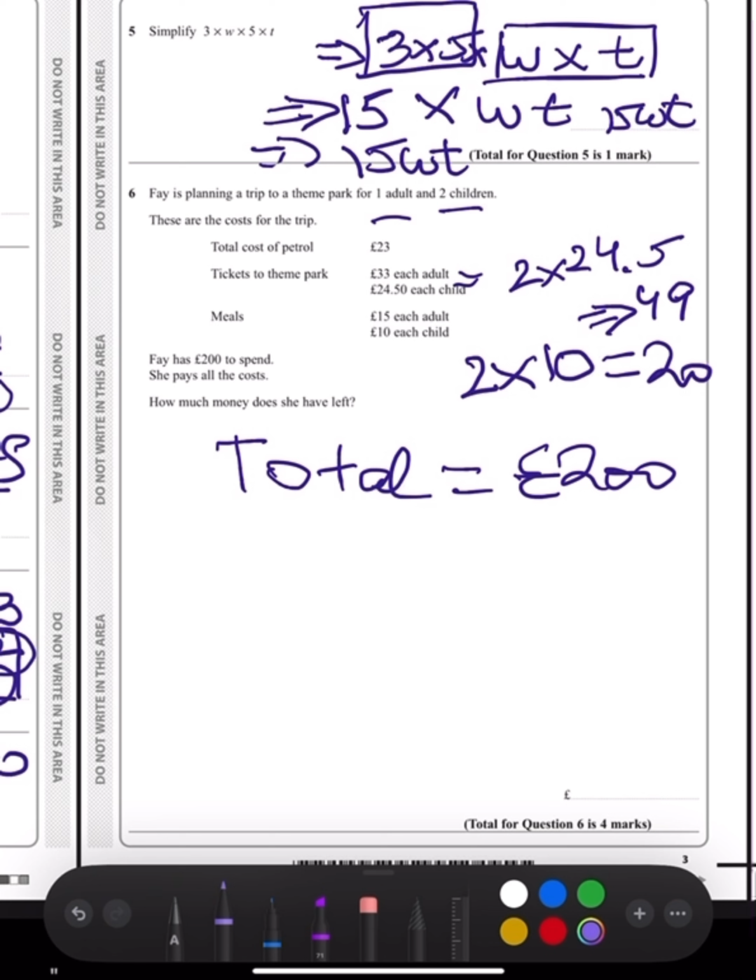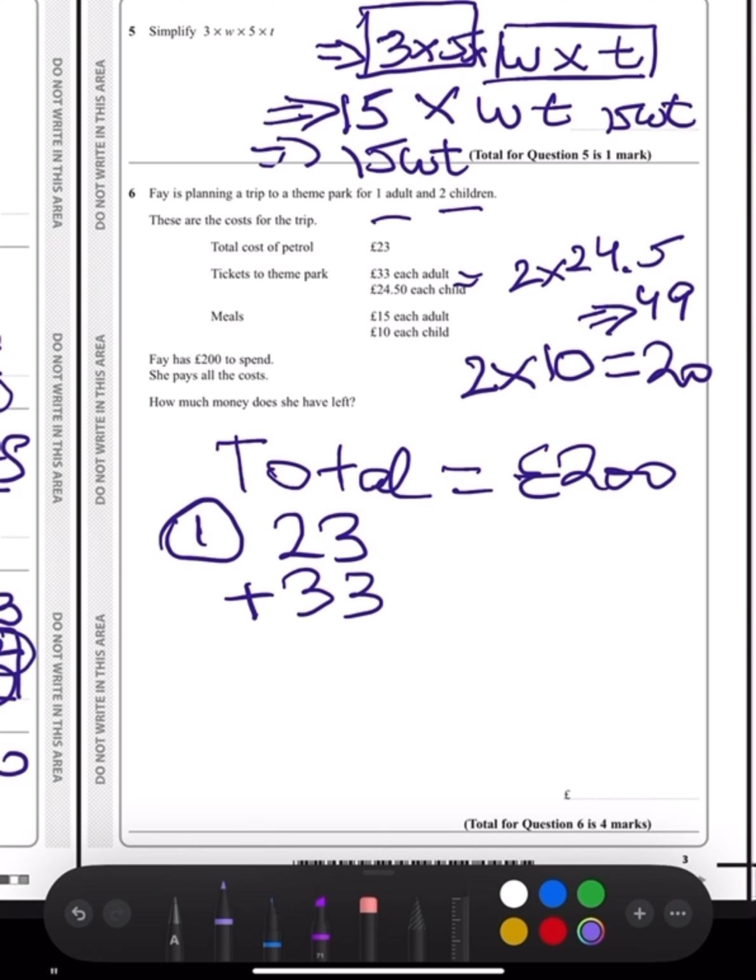So how much money does she have left out of those 200 after paying for all of this? Firstly, the simplest method here, the first step, is to add the prices of these. We probably knew that for every one, it was 23 pounds. It was basic, it was common, so we wrote cost of petrol 23. Then we had the adult price 33 already for the one adult, so 33 for that.